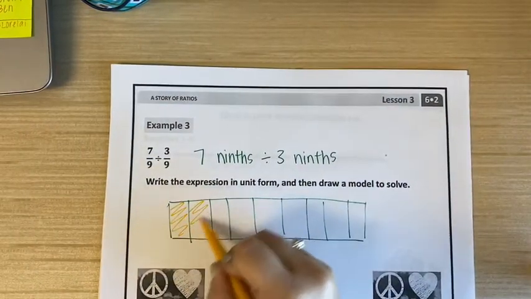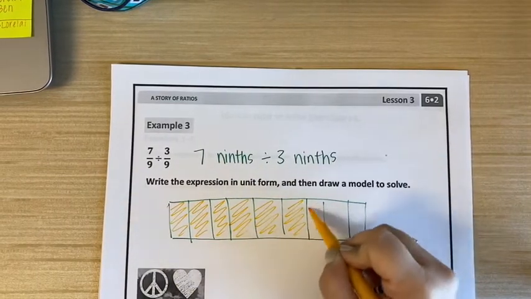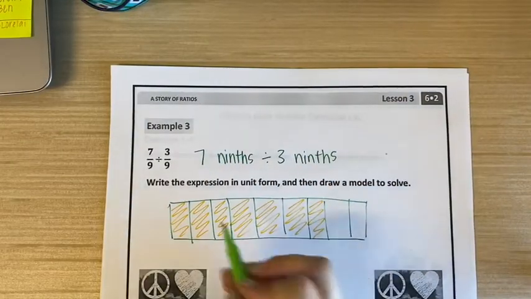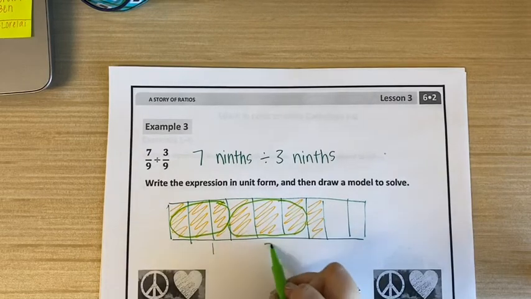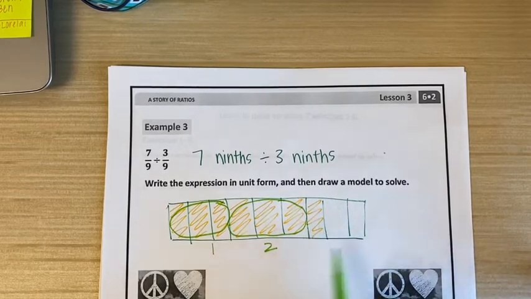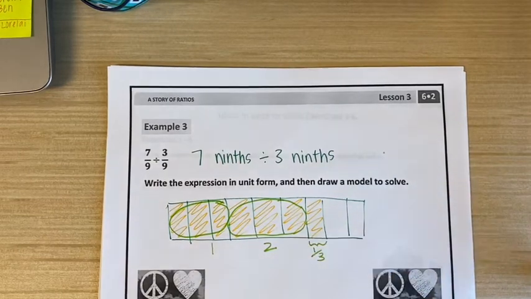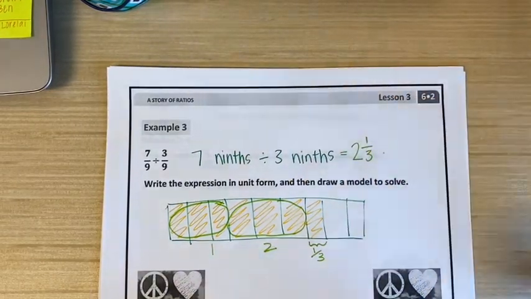1, 2, 3, 4, 5, 6, 7 ninths. And now I'm going to divide those up into 3 ninths. So 1, 2, 1, 2. And now if you notice, I have 1 left here. So if I was circling them in groups of 3, I only have 1 out of the 3 I needed. So this is 1/3, or 1 out of the 3 that I would have needed for another group. So the answer is 2 and 1/3.